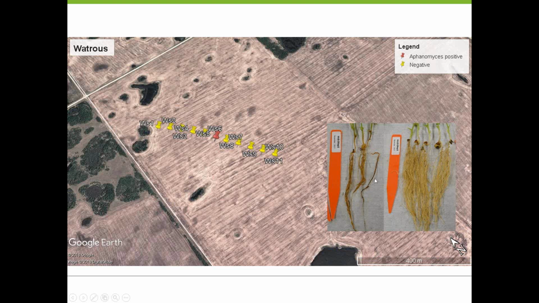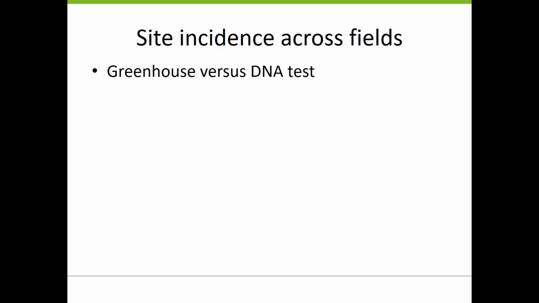And then here's a picture of what that looked like, that one site that had very high levels of disease, and then the rest of the pea plants that were grown in the soil were very healthy. So I think, again, this was encouraging to say, okay, we can sample, we can pick out a field that has a fairly low infestation level, and we can get a positive and know that this field needs to be watched as a potential risk for Aphanomyces developing.